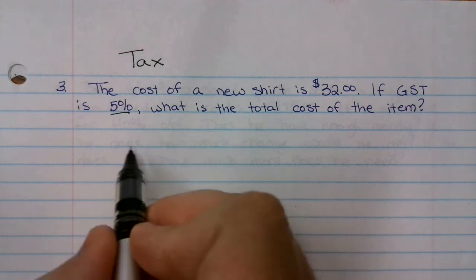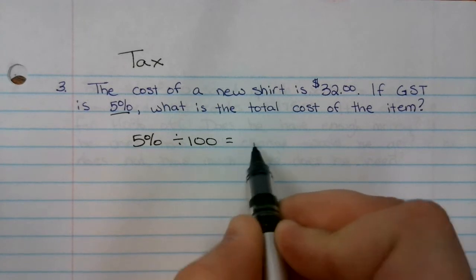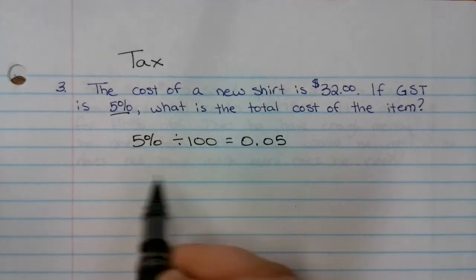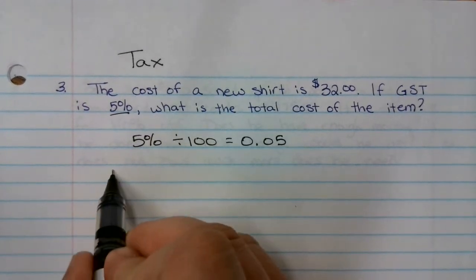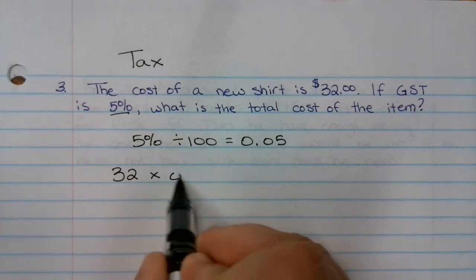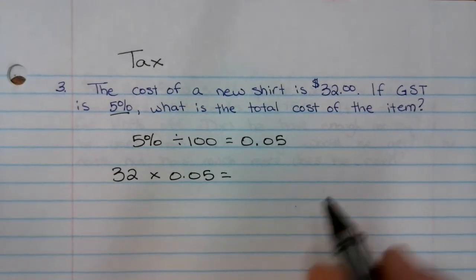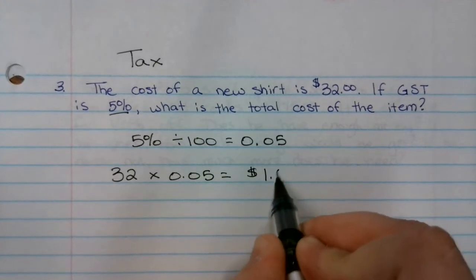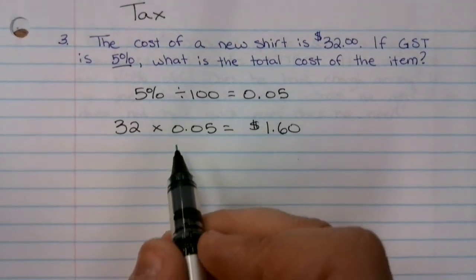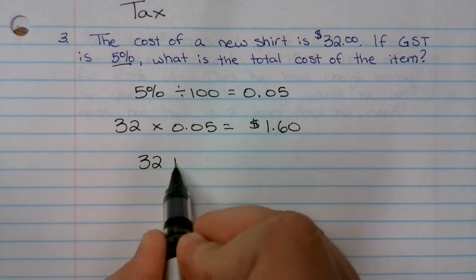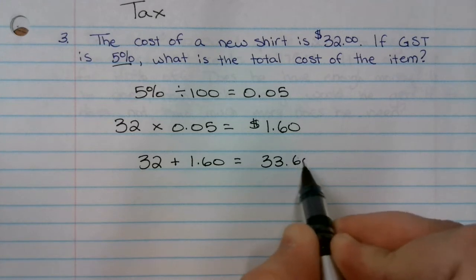Just as the previous 2 problems, we're going to start by turning our percent into a decimal. Watch the place value here. 5% is 0.05. Now we're going to take the cost of our item, $32, and multiply it by the tax. And this means that the tax on this item is $1.60. So I take my original price, $32, and I add $1.60 to it to get a final price of $33.60.